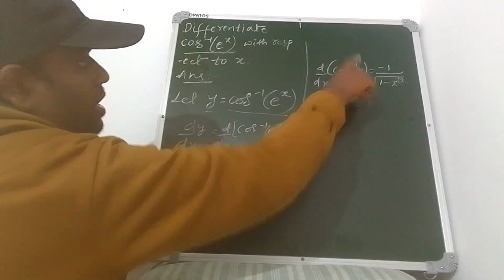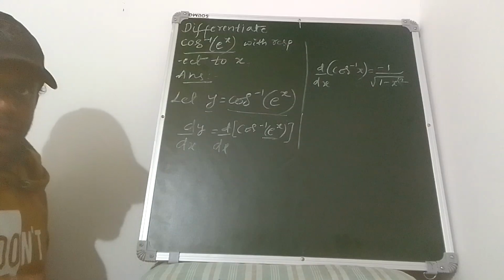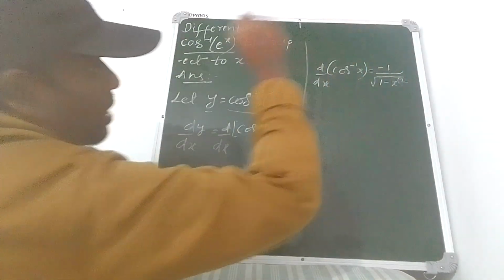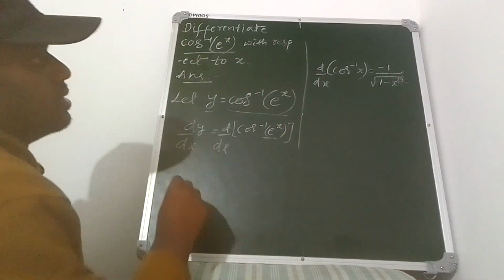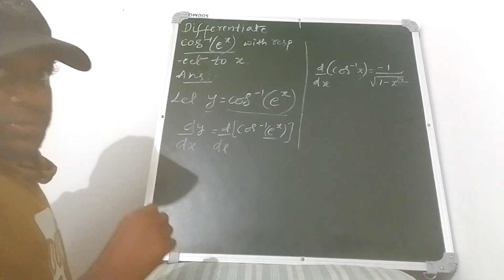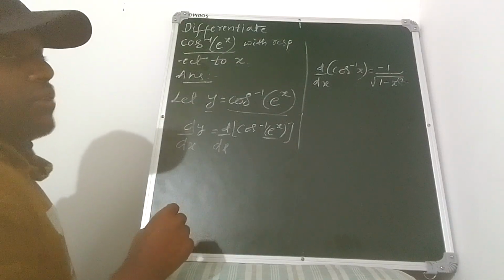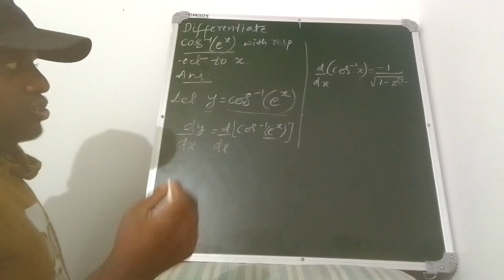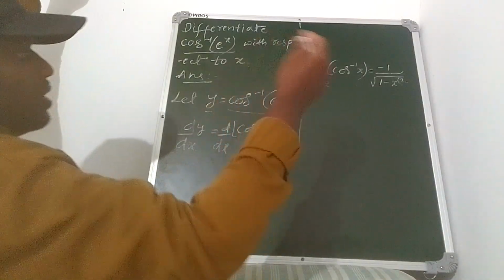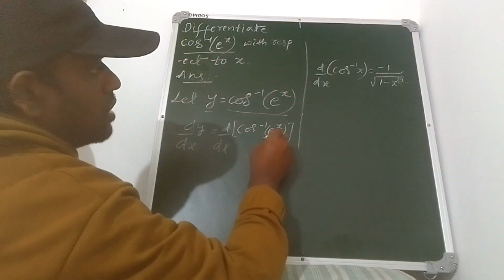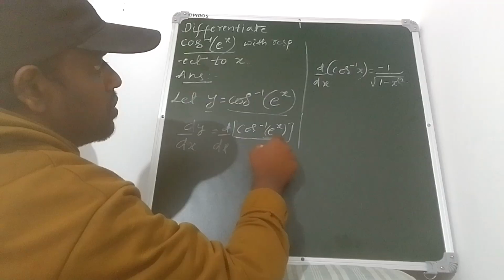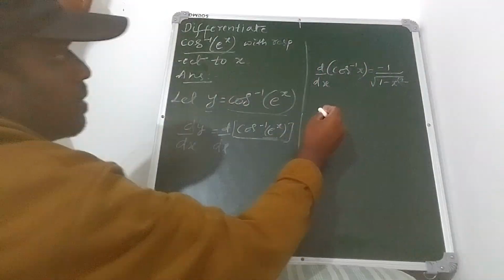But here in place of x we have e to the power of x. If here we had just x, we could directly use this formula. But instead of x we have another function, e to the power of x. So that means we have to use the chain rule. Chain rule means, I will show first, then you will understand. Since we have another function, first we have to find d by dx of this whole thing, cos inverse of e to the power of x, using this.